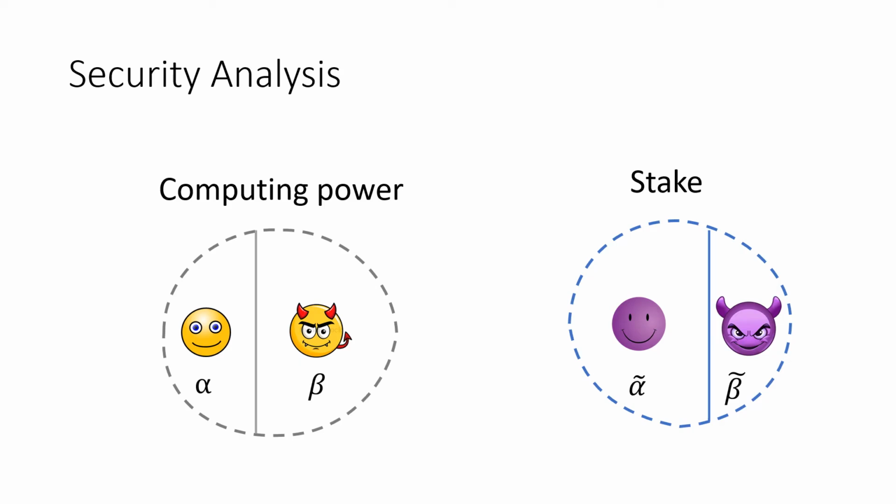We denote alpha as the total number of honest proof of work blocks generated by the honest miners, beta as the total number of malicious proof of work blocks by the adversary, alpha theta as the total number of honest proof of stake blocks, and beta theta as the total number of malicious proof of stake blocks. And these numbers should be much less than 1. That means most of the time no new blocks are generated.